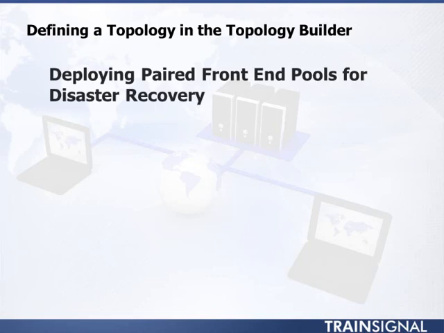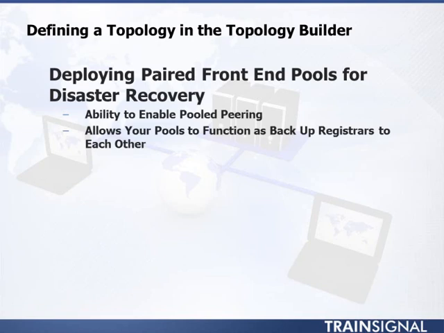As we go through our demonstration, when we go to the properties for our pool, underneath the resiliency settings, you'll notice a new feature. We now have the ability to enable pool peering. If you enable pool peering, it allows your pools to function as backup registrars to each other. So in our case, we have 2 pools, one in Scottsdale and one in Phoenix. If I enable the pools to be set up in a peered design, if a client goes to register with its configured pool, such as Scottsdale, if that pool is not available, your client can then register with the backup registrar pool over in Phoenix.